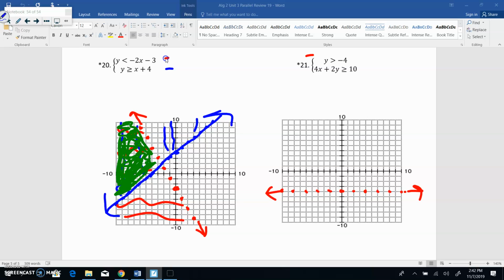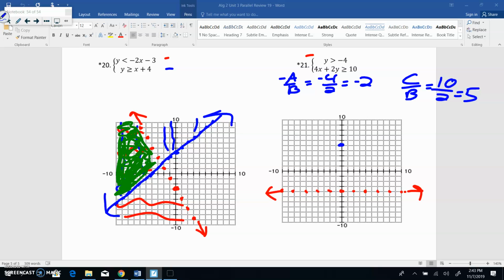For my blue line here, I've got to do a little bit of work. You can convert this into y equals mx plus b, or you can remember that the slope is the opposite of a over b. So the opposite of a over b would be -4/2, in other words, -2. And the y-intercept for this is going to be c over b. So that would be 10/2, which is just 5. So there's my start. I'm going to start at 5, which is 1, 2, 3, 4, 5.